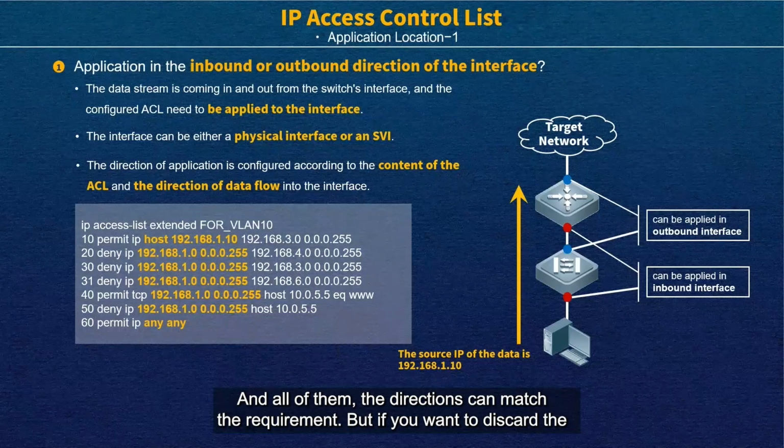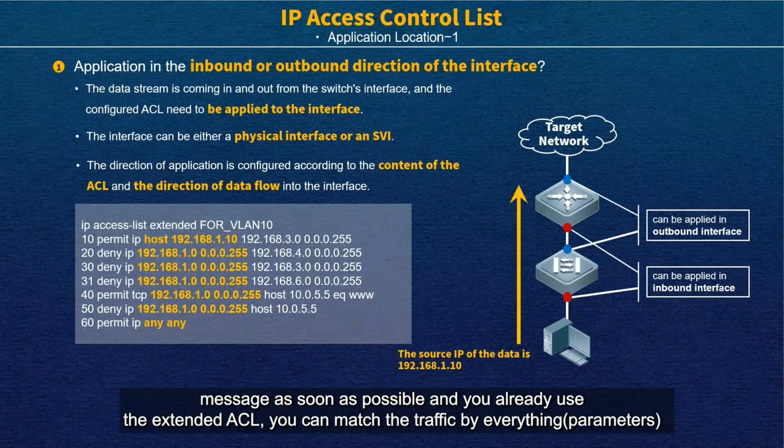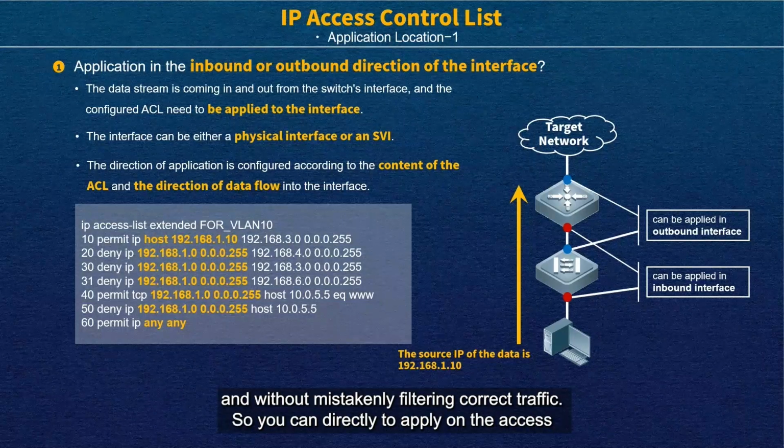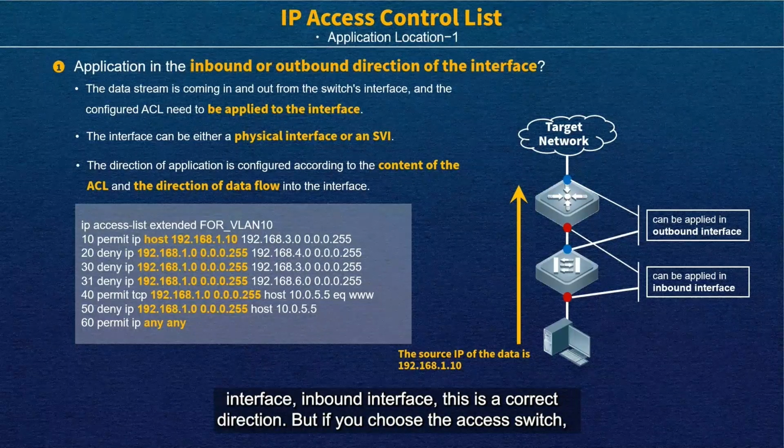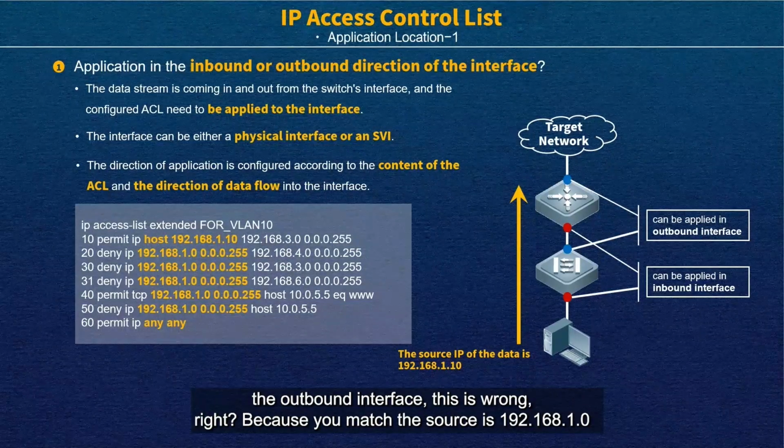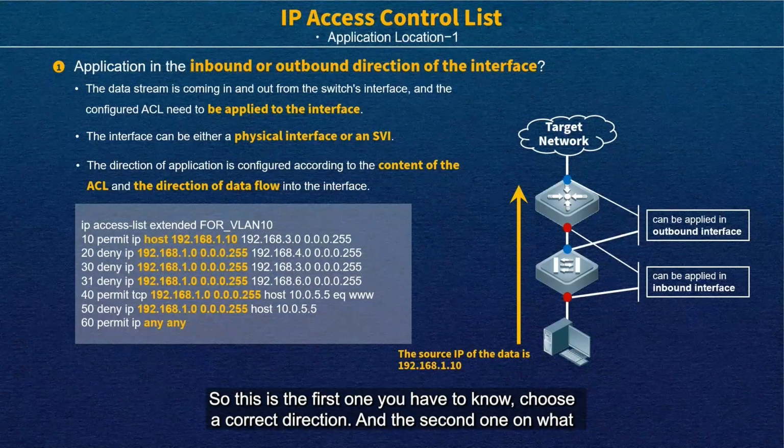But if you want to discard the message as soon as possible, and you already use the extended ACL that can match everything without mistaking correct traffic, you can directly apply it on the access switch's inbound interface. This is the correct direction. But if you choose the access switch's outbound interface, the traffic is wrong, because you match the source 192.168.1.0. So this is the first thing you have to know: choose the correct direction.